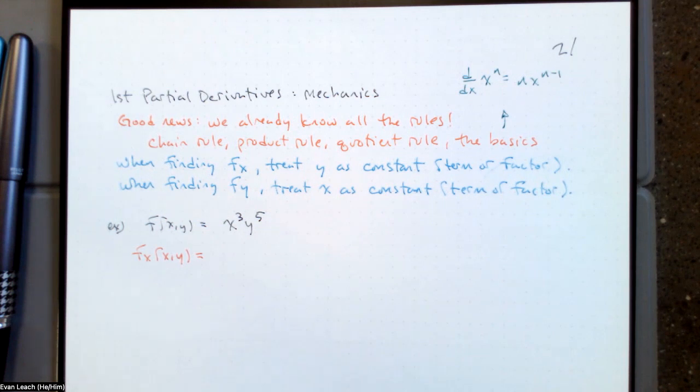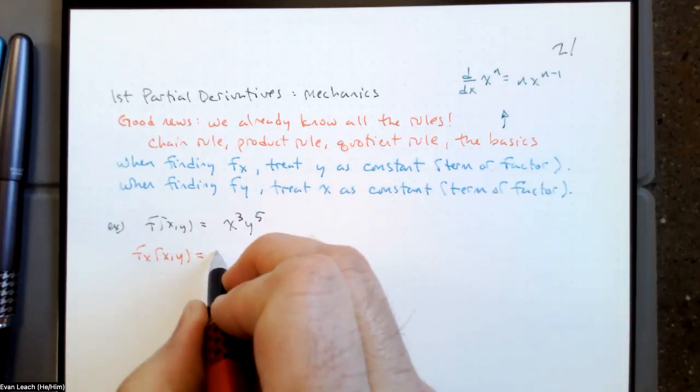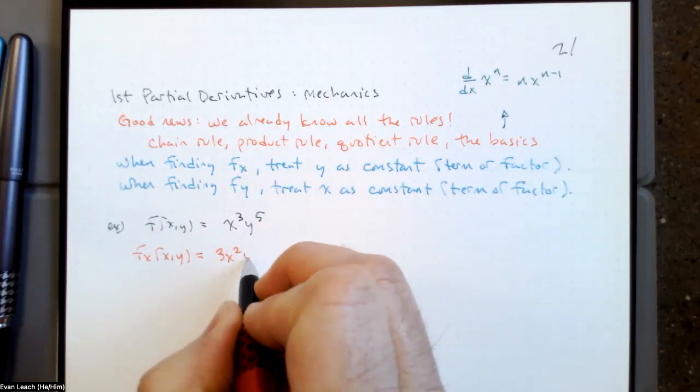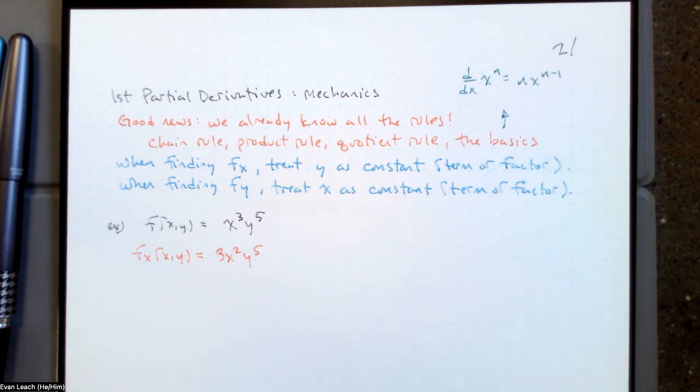What would you guess is the partial with respect to x? So y to the 5th, treat that as constant. 3x squared, y to the 5th. Because y to the 5th is constant, right? We treat the other one as constant. We're looking at how things are changing in the x direction, so we're ignoring how things are changing in the y direction.